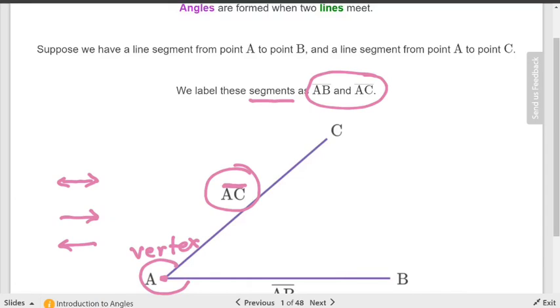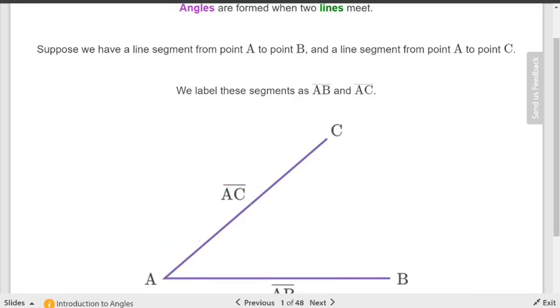So, just know that an angle is formed where two lines meet, or two line segments. Can you repeat the whole thing? It's just this top sentence here. Angles are formed when two lines meet.